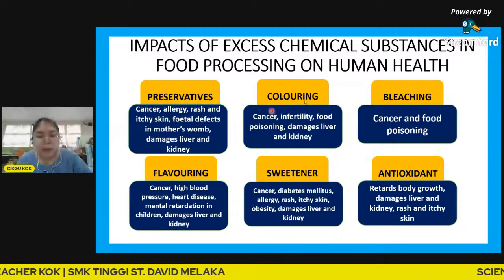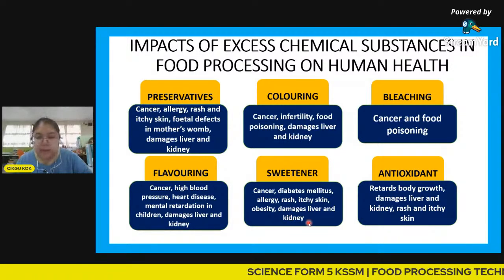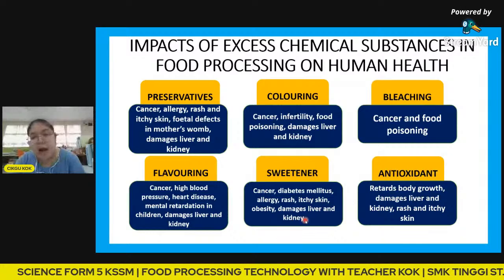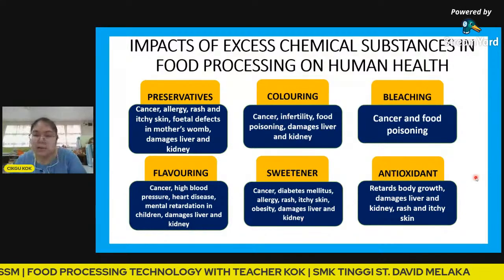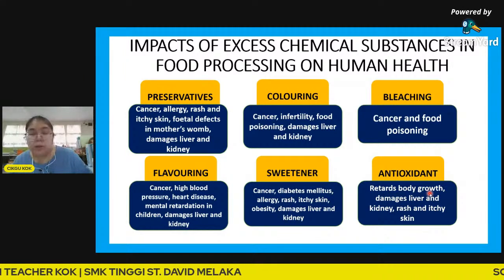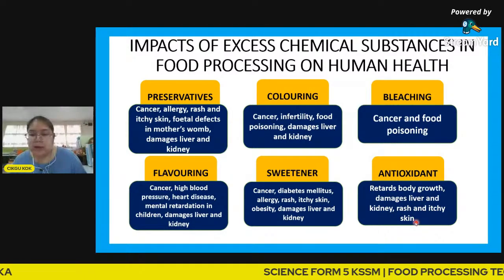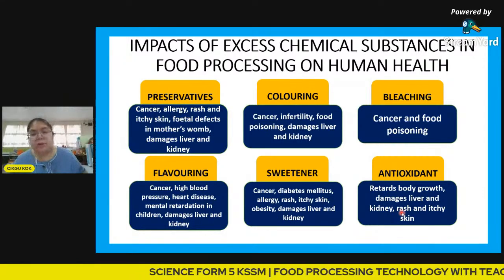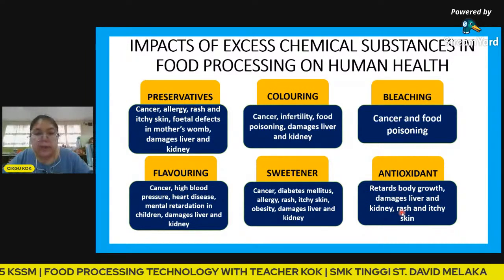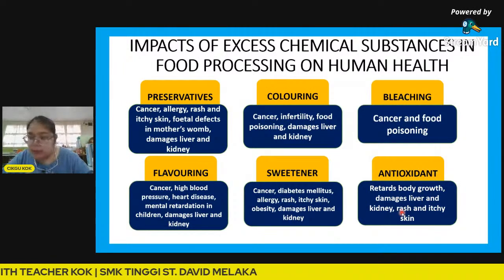So if the question asks what the effect is if you overtake chemical substances, the safe answer is liver and kidney. And you can also say cancer. This one is sure for every chemical substance. And the last one, antioxidant. It retards the body's growth, makes your body grow slowly. Again, damage to the liver and kidney, rash, and itchy skin. So from these six substances, the most important effect is damage to the liver and kidney if you overtake. Understand or not?